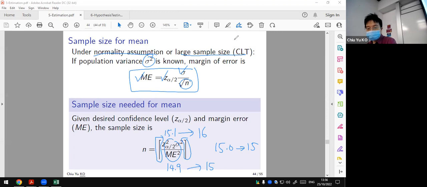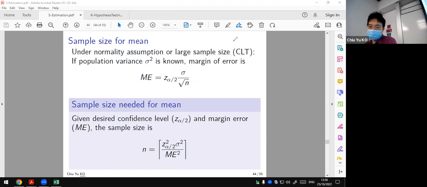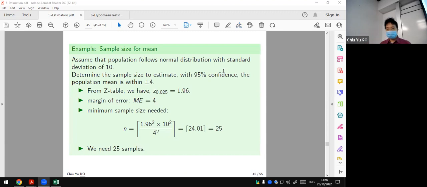So let's see the example. It's the same formula here, nothing new, but I write it in this way, which is just easier, right? Because basically you just solve the equation. So let's see this example.